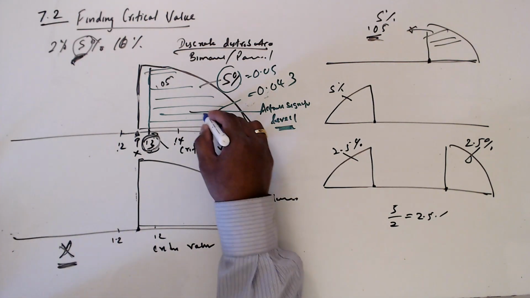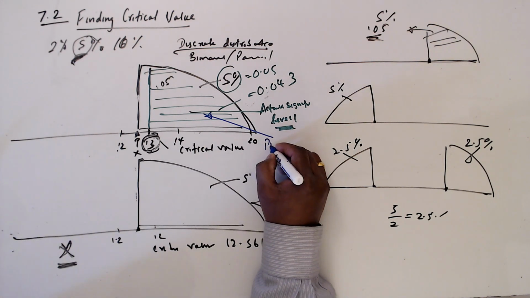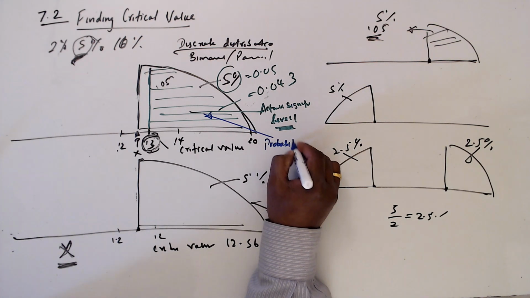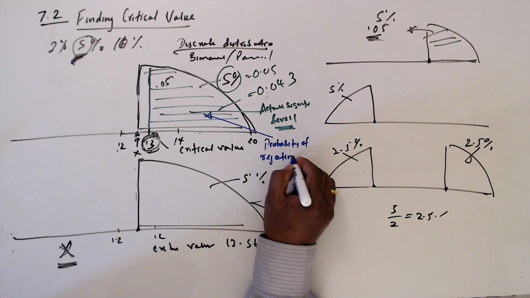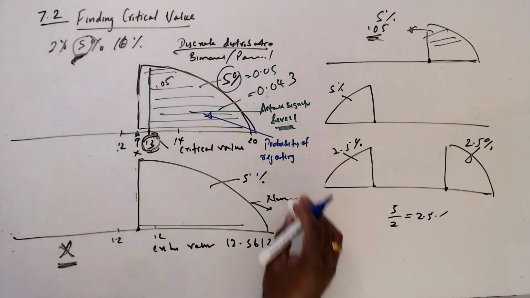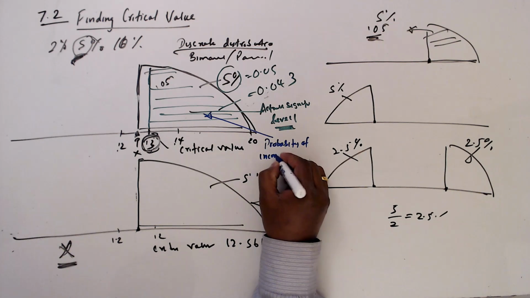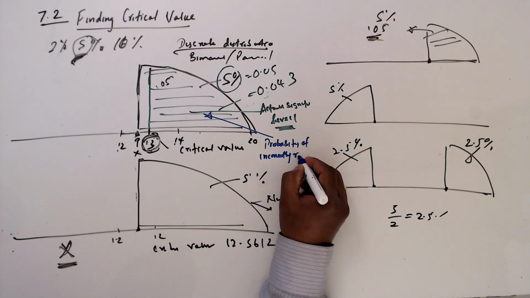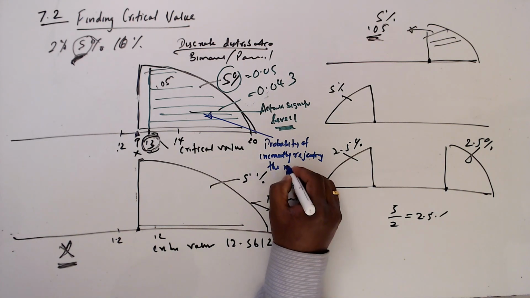This area is also referred to by another name: the probability of incorrectly rejecting the null hypothesis.